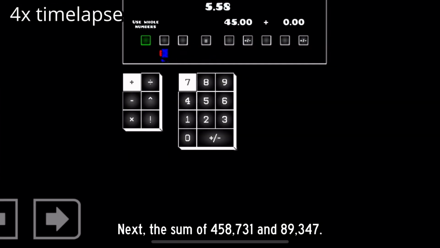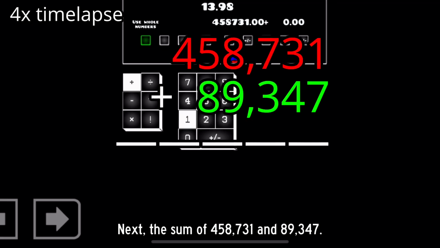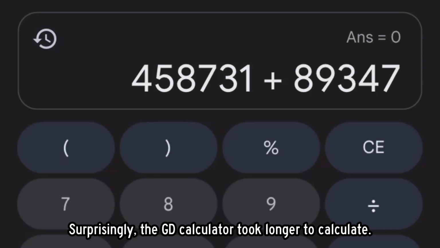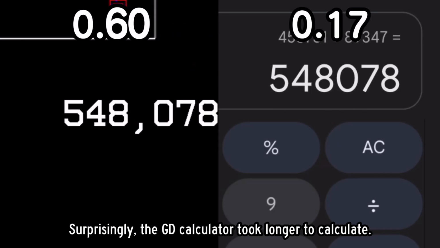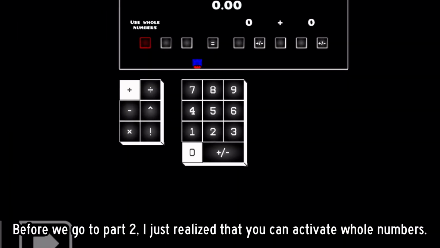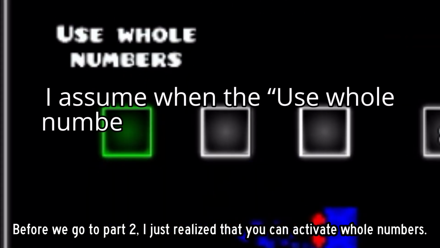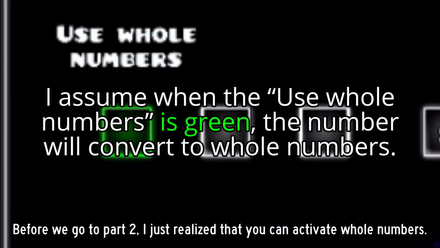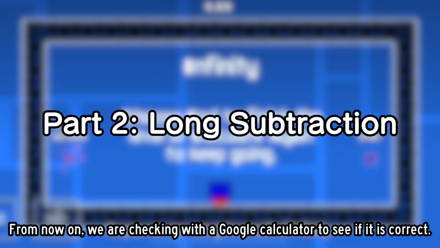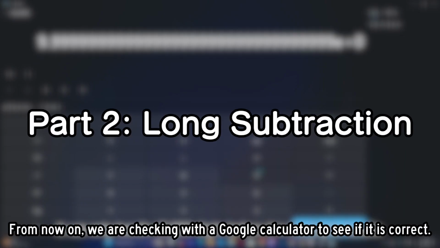Next, the sum of 458,731 and 89,347. Surprisingly, the GD calculator took longer to calculate. Before we go to part 2, just realize that you can activate whole numbers. From now on, we are checking with the Google calculator to see if it is correct.